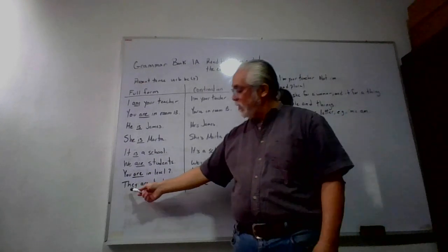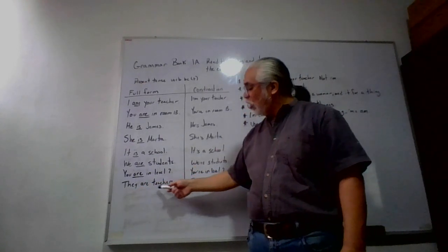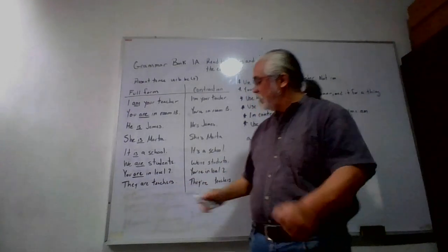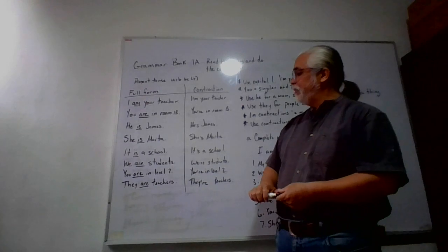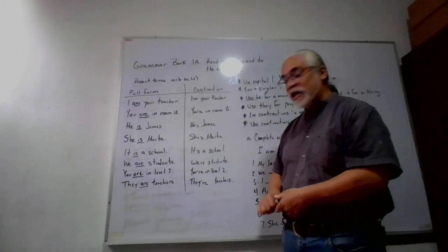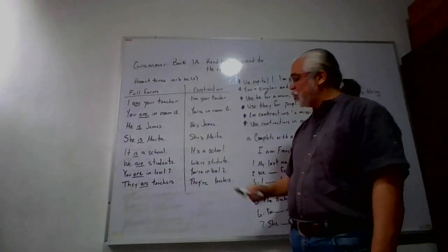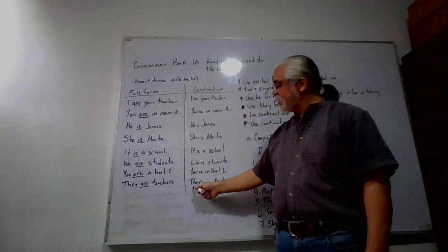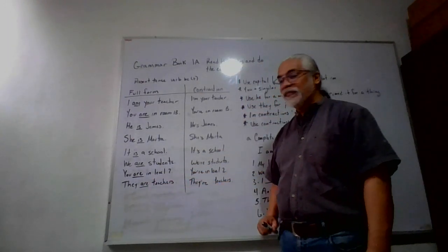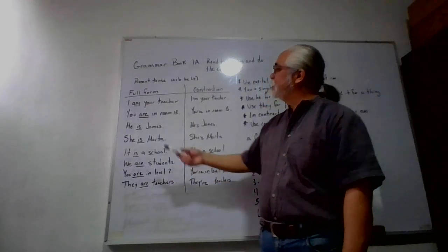Last one. Full form. They are teachers. Here's your verb to be. They are teachers. Contraction. They're teachers. I took out the A, put the words together, and now it's they're teachers. Pay attention to the differences.